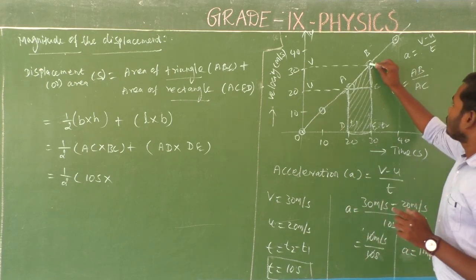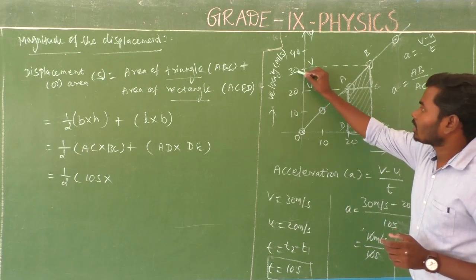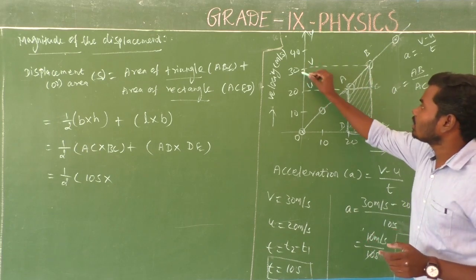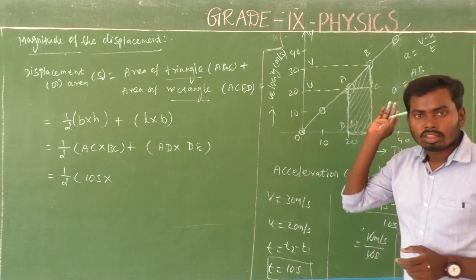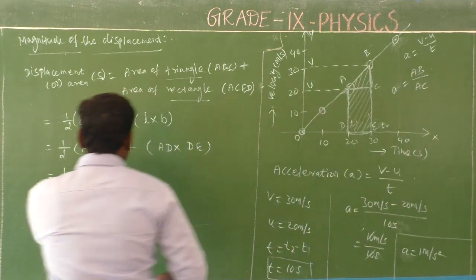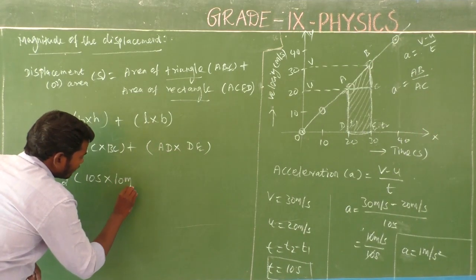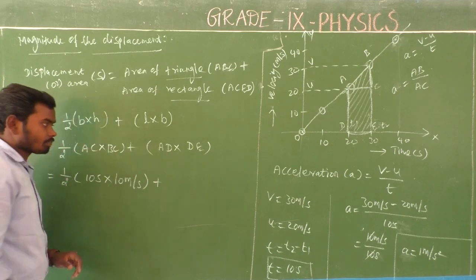Okay. So what is the BC value? 10 meters per second, because this side is parallel to that side. Final velocity 30 meters per second, initial velocity 20 meters per second, so 30 meters per second minus 20 meters per second is equal to 10 meters per second. So the BC value is 10 meters per second. Then the plus symbol.